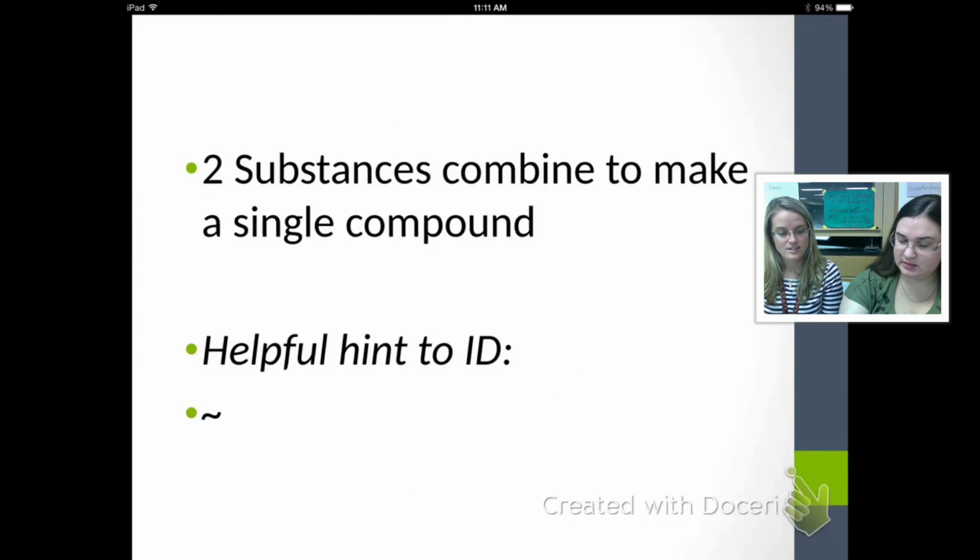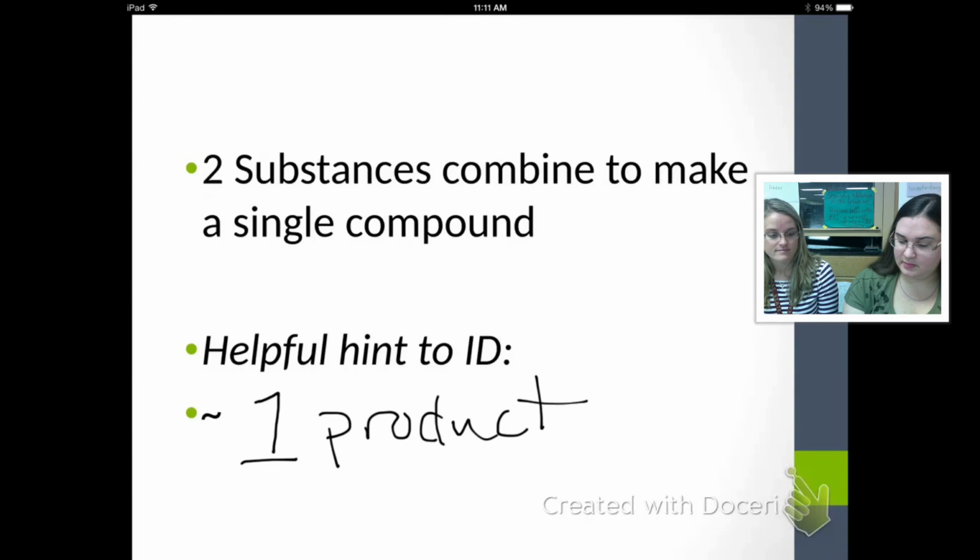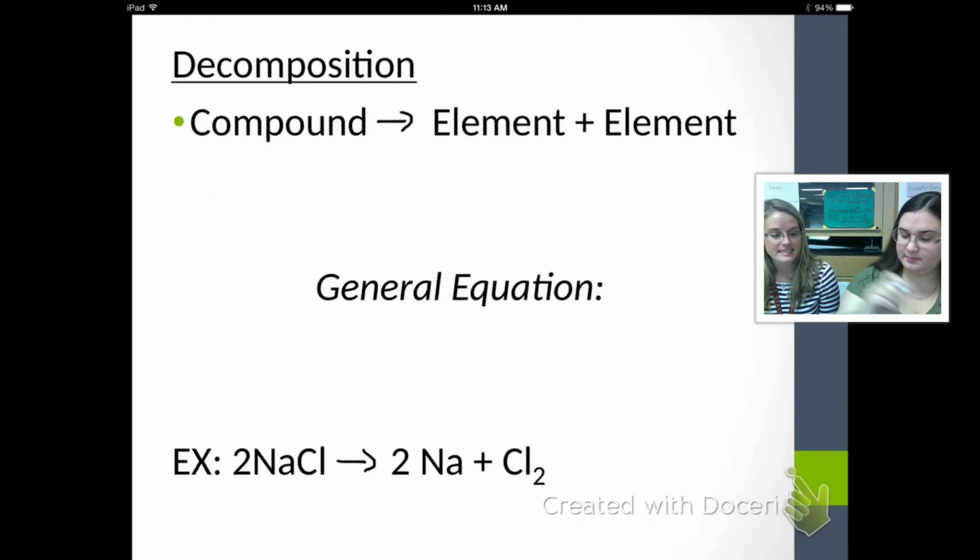All right. Okay. So now we're going to move to the left of your synthesis box because we're going to fill out the general definition for synthesis. And your general definition is that we have 2 substances combined to make a single compound. Again, general means it's not going to happen every single time, but most of the time it will. And our helpful hint is that we are looking for one product. Just 1.